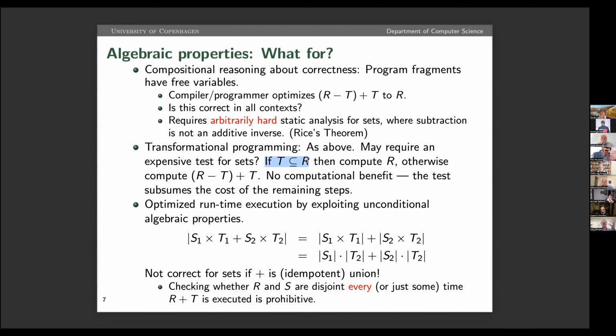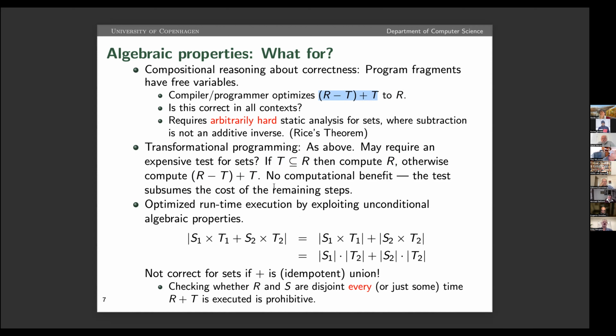If T is a subset of R, then you can just return R for this expression. But otherwise, you just have to compute whatever this is. There's no computational benefit; you might as well compute this in all cases. And finally, if you have optimized runtime execution by exploiting unconditional algebraic properties, that would be nice to have available.